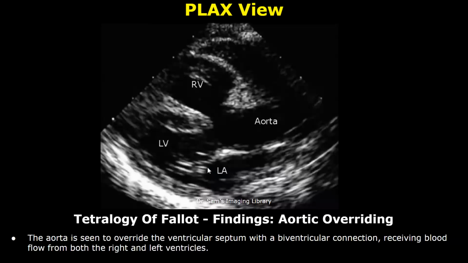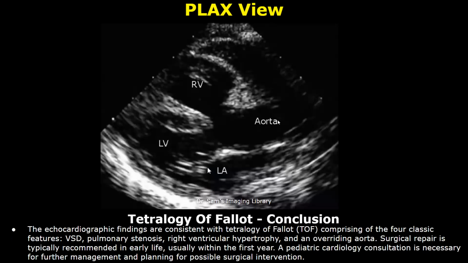The aorta is seen to override the ventricular septum with a biventricular connection, receiving blood from both the right and left ventricles. This is the conclusion. The echocardiographic findings are consistent with Tetralogy of Fallot, comprising the four classic features: ventricular septal defect, pulmonary stenosis, right ventricular hypertrophy, and an overriding aorta.